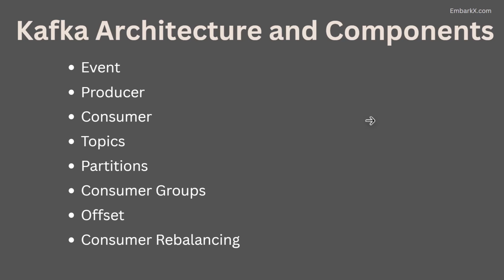So now it's time that we dive into Kafka architecture and its components. Now we are going to talk about a lot of stuff. I have these things listed over here on the screen. So we'll be talking about events, producers, consumers, topics, partitions. We have a concept of consumer groups, offset, and consumer rebalancing. So let us go through each one of them.